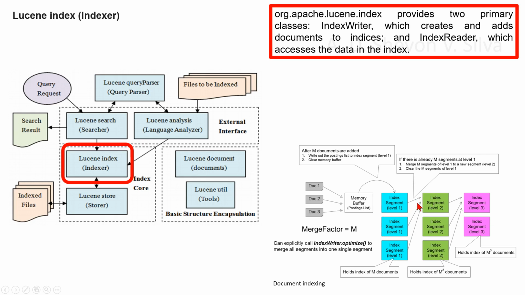Here you can see merge factor equals M, and you can explicitly call indexWriter.optimize to merge all segments into one single segment. Here you can see doc1, doc2, doc3 connected to the memory buffer posting list. After M documents are added, write out the posting list to the index segment, here level 1, and clear the memory buffer.